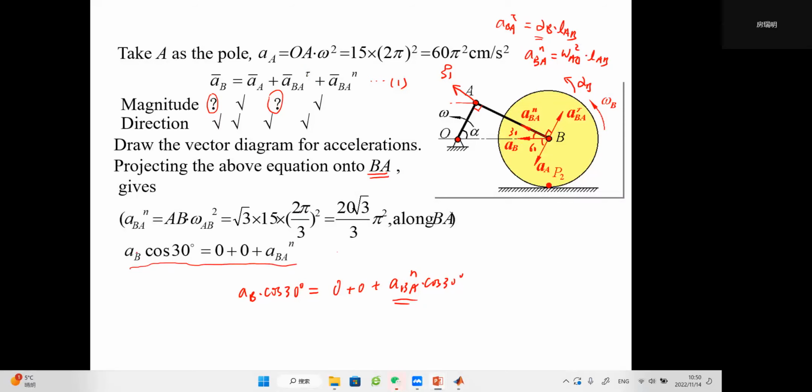Actually, here we only know the direction of AB, but we don't know the magnitude of AB. So we can just use this. We find AB actually is equal to ABAN, right? AB's magnitude equals ABAN, equals this, right? So the only thing is how we can find alpha B.